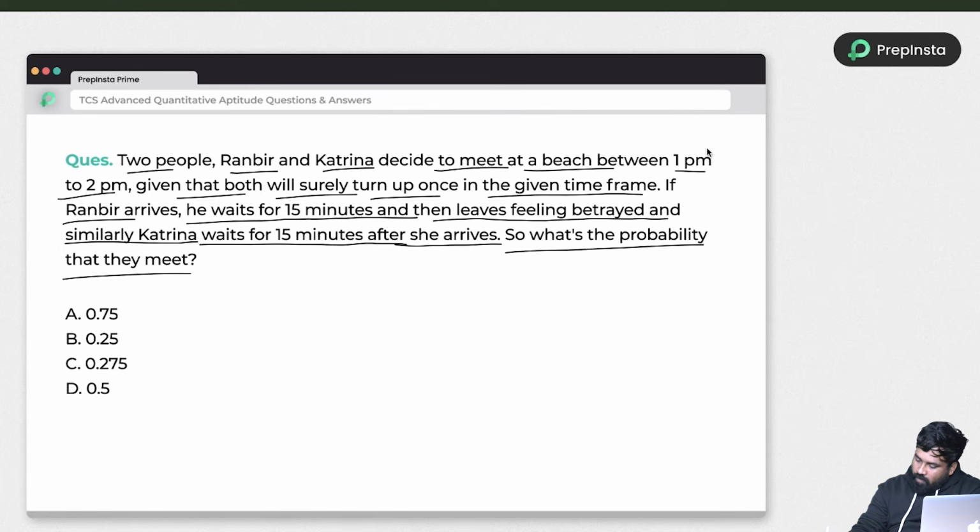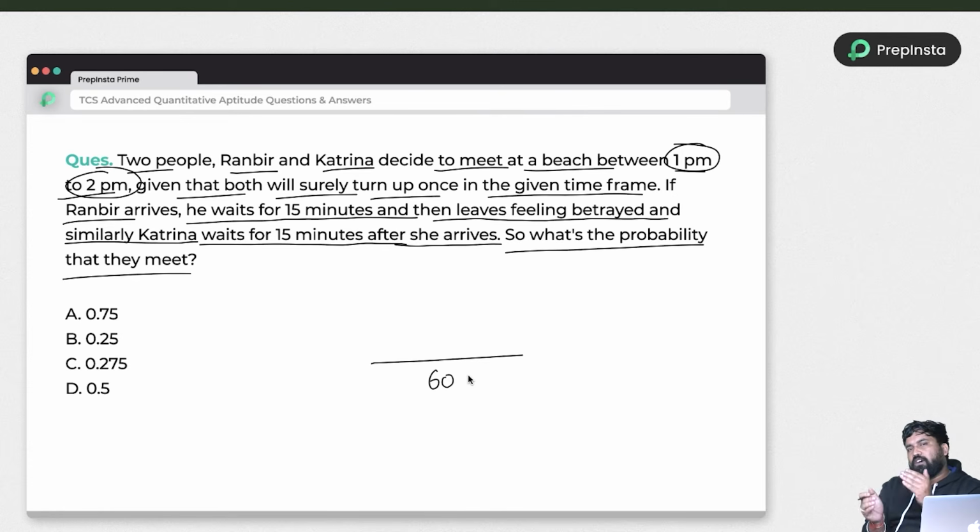So from 1 p.m. to 2 p.m., what is the total sample space? They have given the timeline. Probability is nothing but favorable samples by total number of samples, right? Favorable chances by total number of chances, whatever it may be. So the sample time given here is 1 p.m. to 2 p.m. So the total sample time is nothing but 1 hour, which is nothing but 60 minutes.